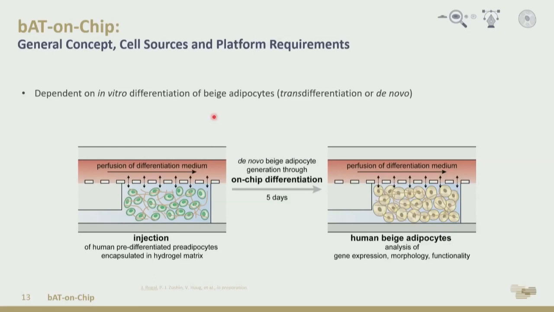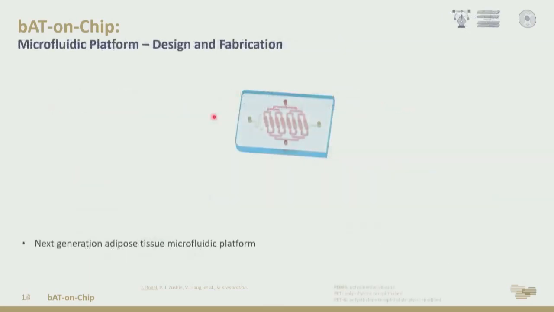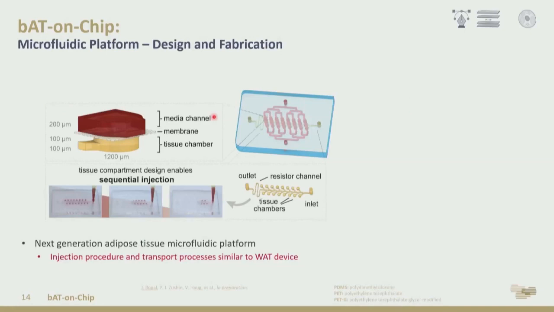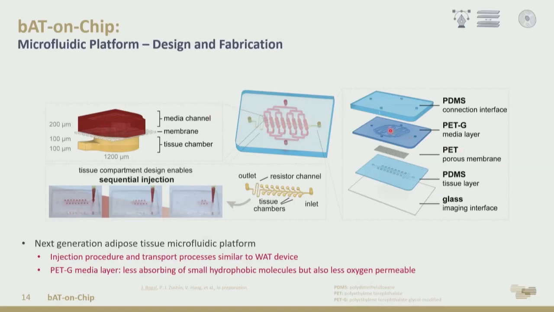A very important prerequisite for the success of this differentiation is that the microfluidic platform material is non-absorbing of components in the differentiation cocktail, which is what happened in preliminary experiments with the PDMS platform I presented. So consequently, we had to develop the next generation adipose on chip platform. Design-wise, it looks a little bit different, but it shares the key features with the VAT platform. Material-wise, the media layer is now fabricated from a thermoplastic, which is less absorbing of small hydrophobic molecules, but at the same time also less permeant to oxygen.